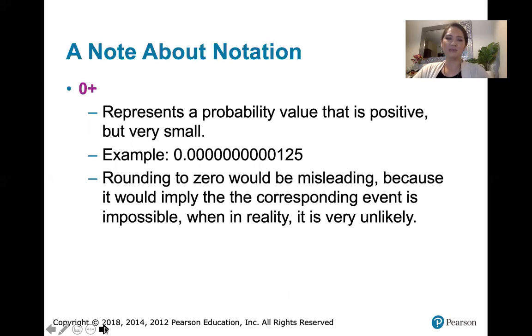So we use this 0 plus in the table whenever we want to indicate a probability that is so small that we would typically round it to 0, but it's not 0. We want to make sure that we don't round to 0, because if we round to 0, that would imply that the corresponding event is impossible, when the reality is that it's just extremely unlikely to happen because the probability is so close to 0.